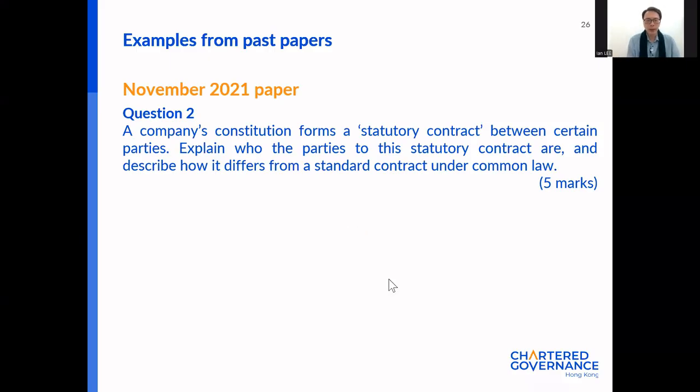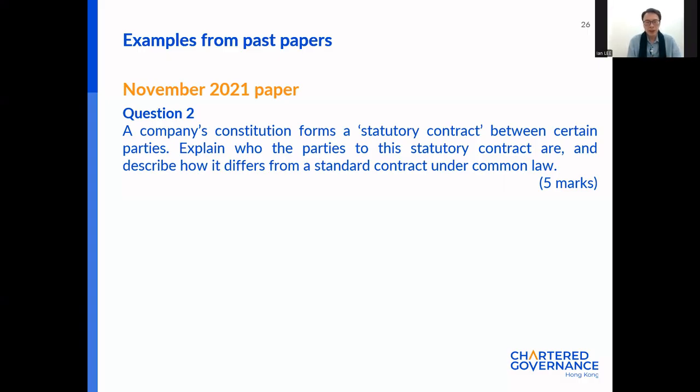Okay, so let us look at question 2 of the November 2021 paper. A company's constitution forms a statutory contract between certain parties. Explain who the parties to this statutory contract are and describe how it differs from a standard contract under common law. Contract is normally governed under contract law, and it governs the contracting parties. So if I enter a contract with you, then we have a contract governed by contract law, and it is binding on you and on me.